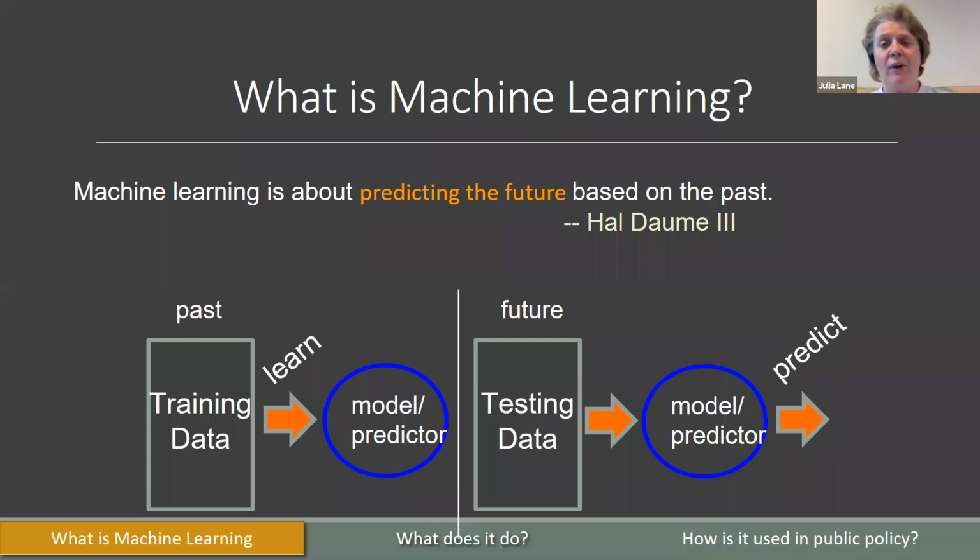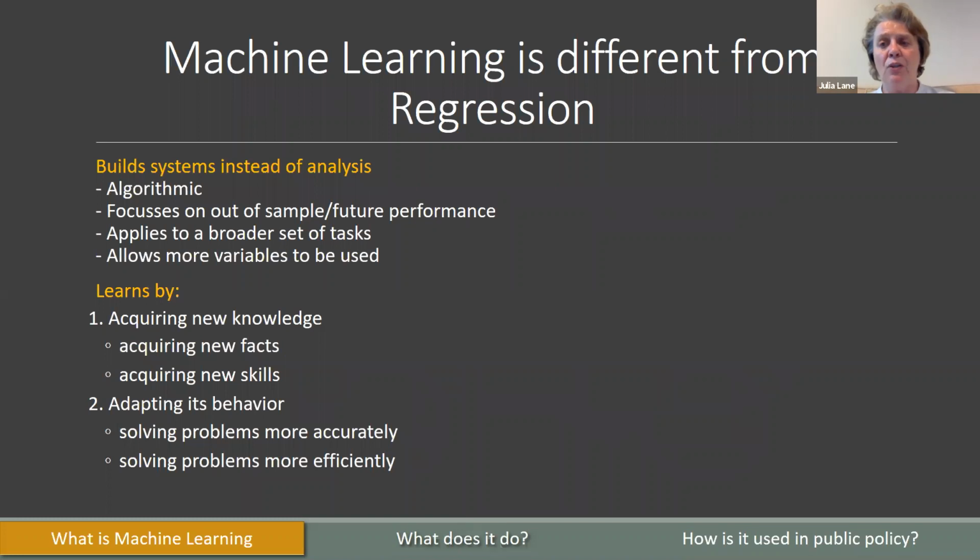Here's a very nice little picture. Essentially, you're going to train a model on some past data and predict. You're going to iterate on that and then use it to predict out into the future. So it's very different from regression. What we typically use regression for is to understand behavior. We take data, we estimate a model, and then we look at the coefficients and try and figure out what the coefficients mean.